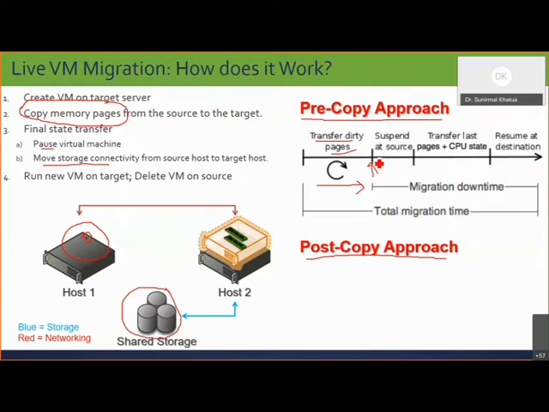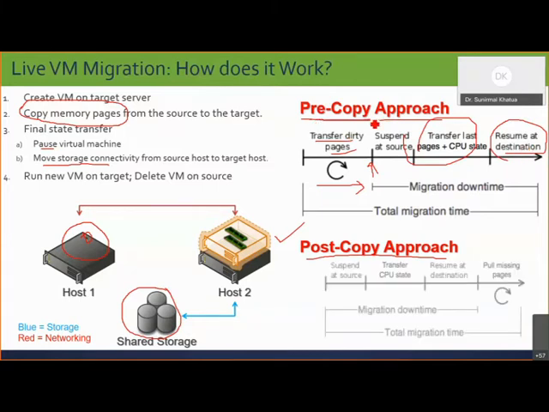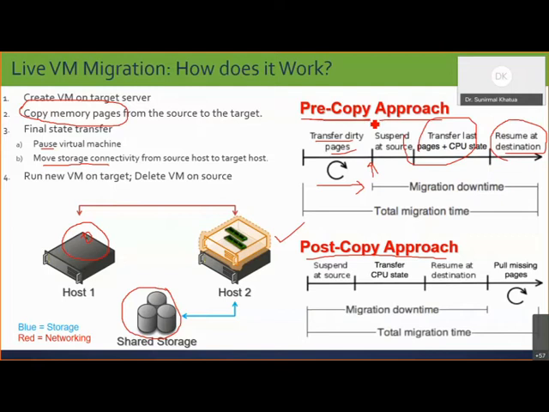Only then we will copy those remaining data frames and transfer the CPU states there, and we can start executing on the second host. Since we are copying before we start the execution at the destination, this is called the pre-copy approach. In contrast to that, there is post-copy. In post-copy, we immediately suspend the execution on host 1.